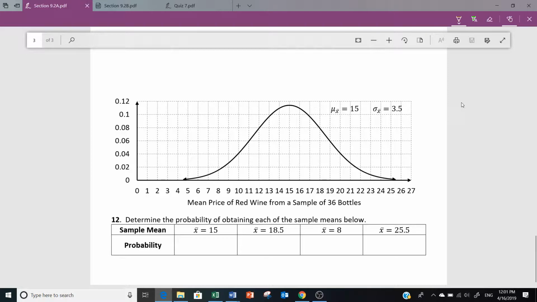The equation for critical value stuff, will that be on the formula sheet? Yes.